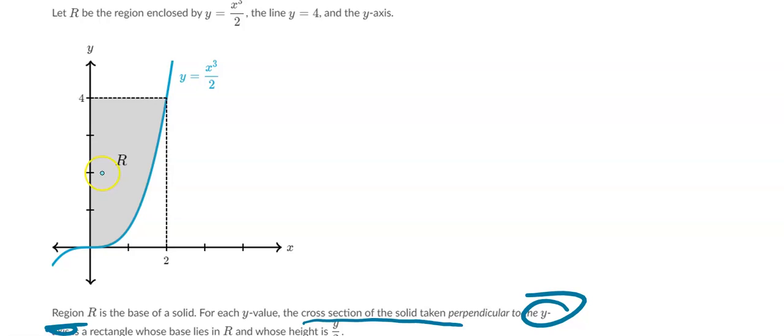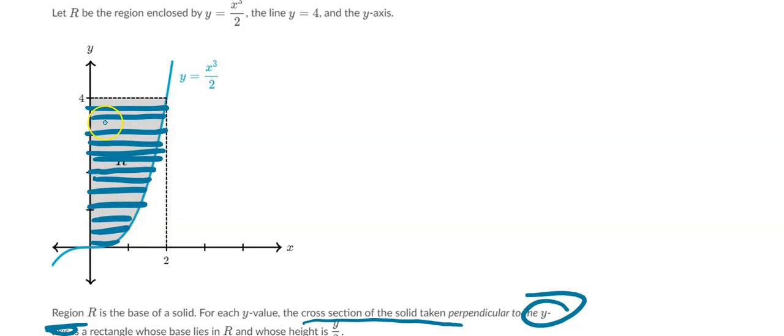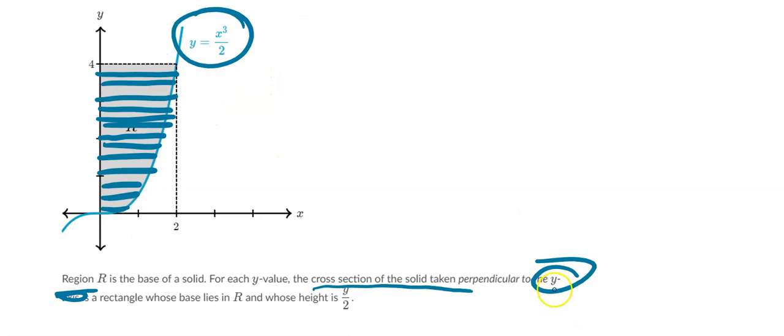The y-axis cross-sections, that means, are going to be like sort of this shape. And so their widths are going to be going from the y-axis all the way out to this graph. Now, because we're doing it perpendicular to the y-axis, that means we need to be able to solve for x. That's your sort of trigger word for perpendicular to the y-axis: you need to solve for x.